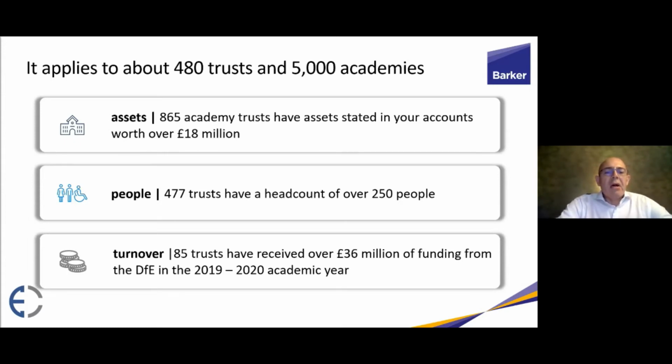Looking at it from people, we've looked at the school workforce census, and around 477 trusts have 250 people in them. And looking at turnover from the funding from the Department for Education, 85 trusts have turnover over £36 million. Now, the issue is all three don't have to apply. Only two of these three criteria have to apply to you. So if you fall into two or more of those categories, you will need to submit a report in your annual accounts.